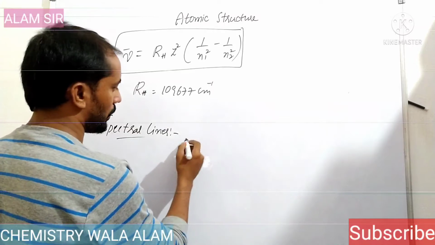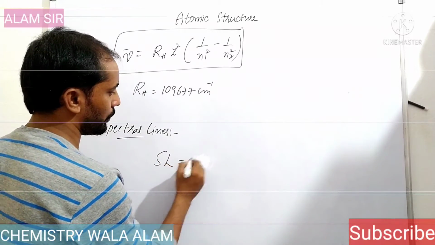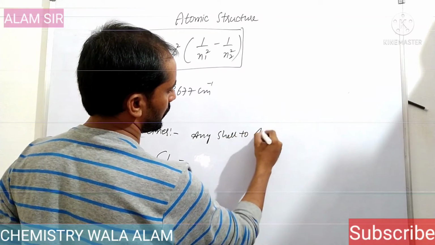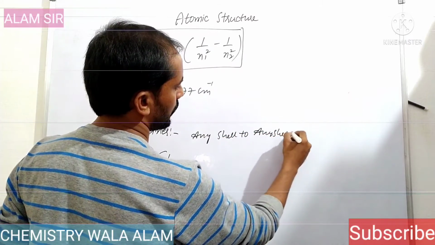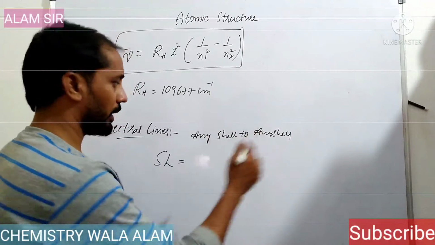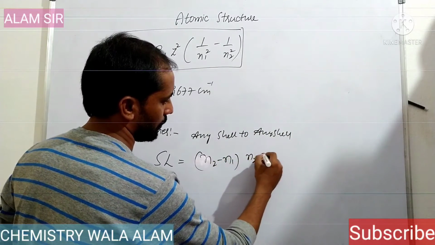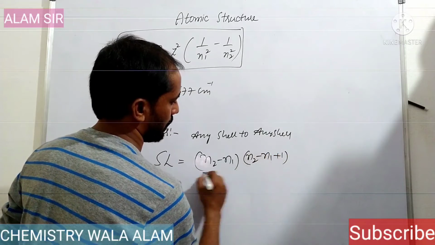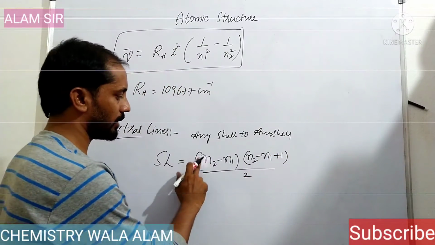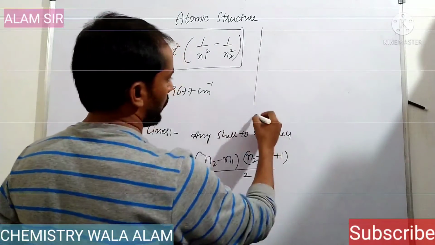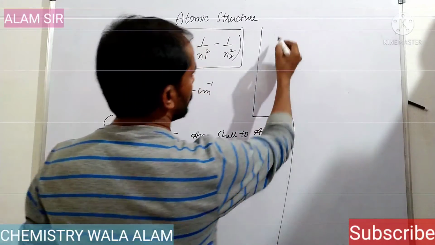So here the number of spectral lines can be used for any shell to any shell. So spectral lines from any shell to any shell, that is (n2 minus n1) into (n2 minus n1 plus 1) by 2. Here n2 is the higher energy state, n1 is the lower energy state. Okay, next one is number of spectral lines from any shell to ground shell.